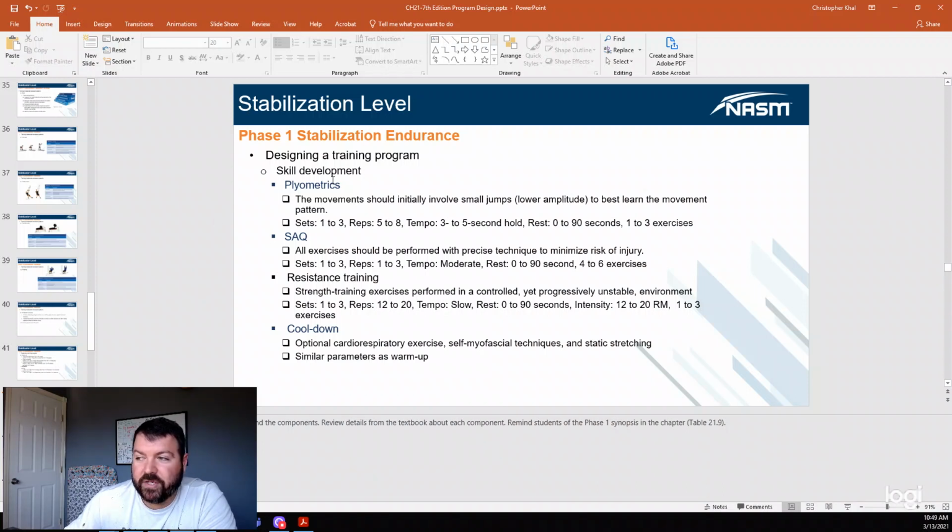Okay, so your plyometrics. Movements should initially involve small jumps, low amplitude, to best learn the movement patterns. So 1 to 3 sets, 5 to 10 reps. Tempo 3 to 5 second holds, minute and a half rest, 1 to 3 exercises.